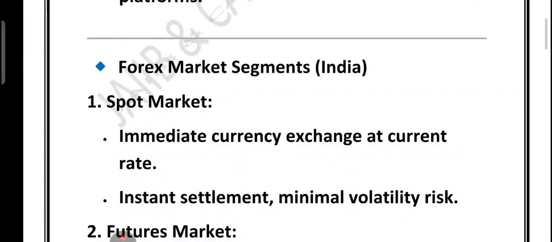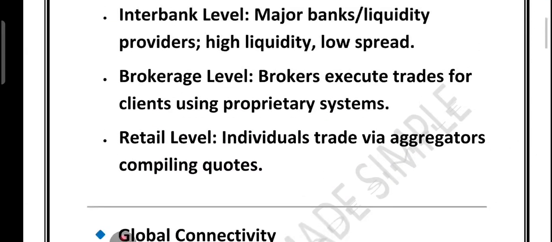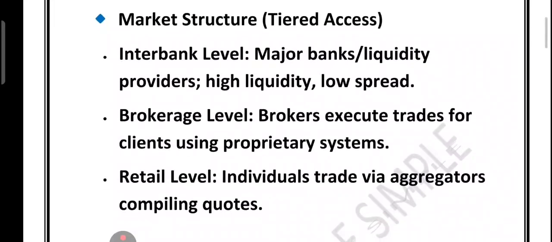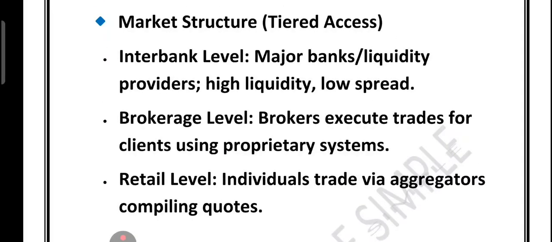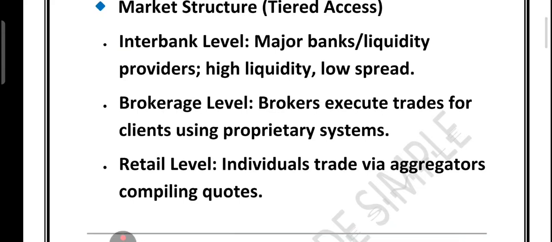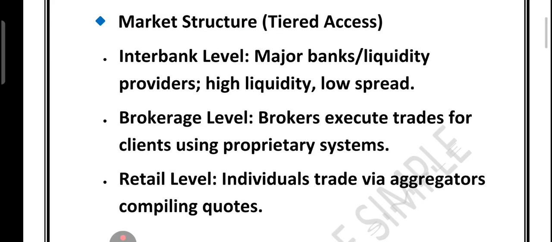Right, swap. So let's talk about the swap market and forex trading in India. But before that, let's look at some characteristics of this forex market. Remember, there are 3 levels: interbank level, brokerage level, and retail level. What happens at the interbank level? Major banks and liquidity providers are there. At the brokerage level, brokers execute trades for the client. And at the retail level, individuals trade via an aggregator. So the forex market happens at 3 levels.